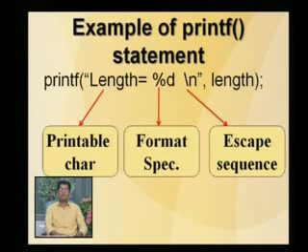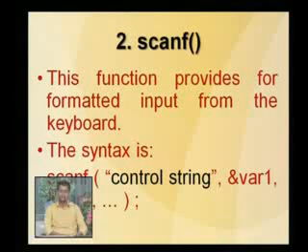So over here, first "length", which is in the double quote, that is your printable character, it will be displayed to you on the output screen. Then after that the modulus operator, that is your format specification operator, and then after that \n, that is your escape sequence, and then finally your variable 1, that is length.